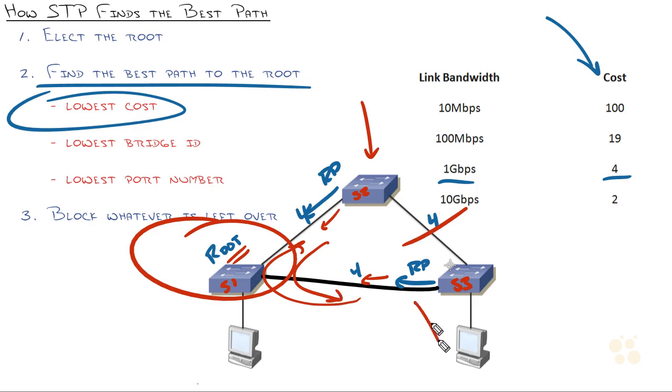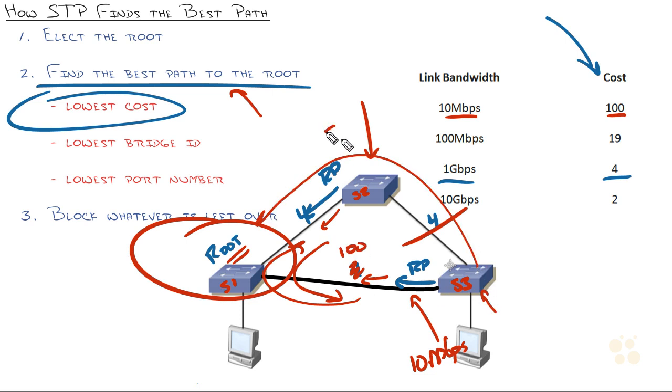Now, if you had a different speed link in your network, like let's say this is a 10 megabit per second connection, that will immediately impact your best path calculation. Instead of a 4, a 10 megabit per second link has a cost of 100. And now switch 3 says, whoa, this is the best path because that's a total cost of 8 versus a cost of 100.